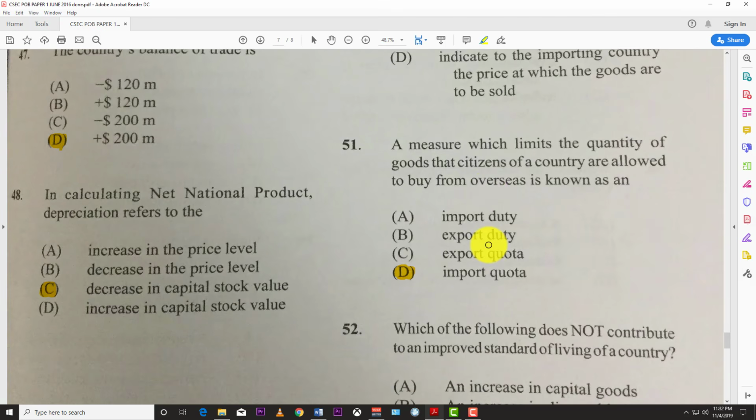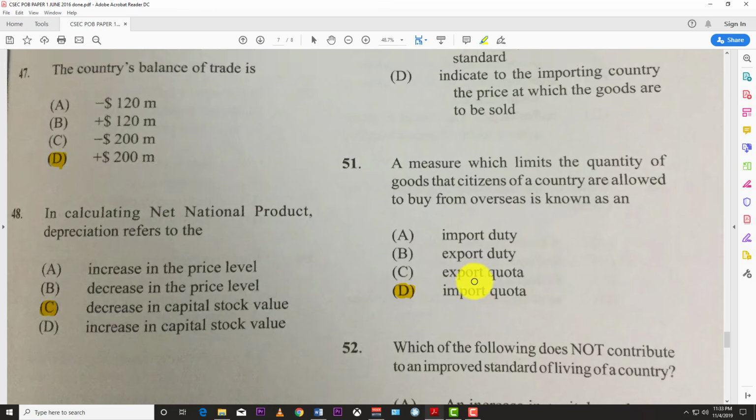Alright, number 51. A measure which limits the quantity of goods and services citizens of a country are allowed to buy from overseas is known as an import quota. So a quota, so it's D, import quota. A quota is used to put a hard limit on how much goods you can import. Buying goods from overseas is called importing, and so therefore a hard number on it is a quota.